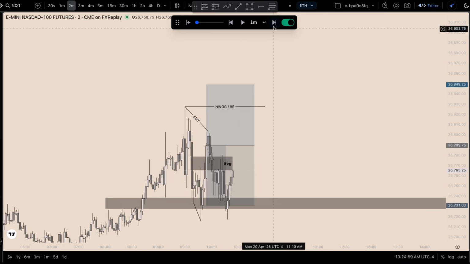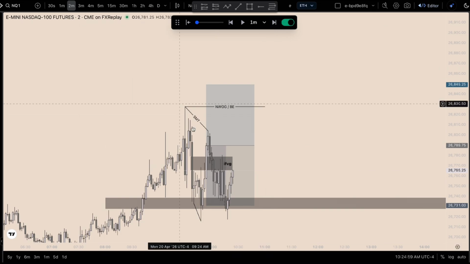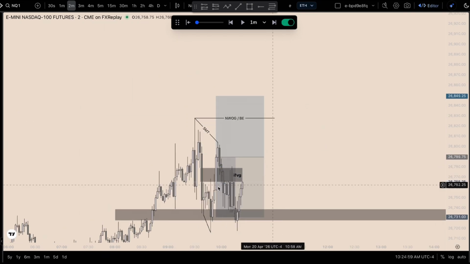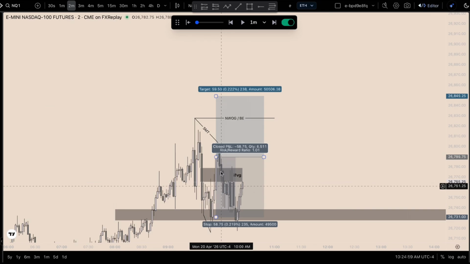I knew the model was by the current manipulation leg, but I just didn't realize it had to be like that every single time. But one of the main reasons that this lost is because it was in the current manipulation leg. The SMT, I wouldn't say it's the biggest factor, but one of the biggest things was the news, and we ended up getting a move down.